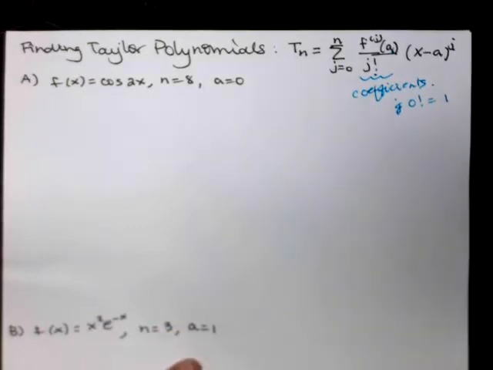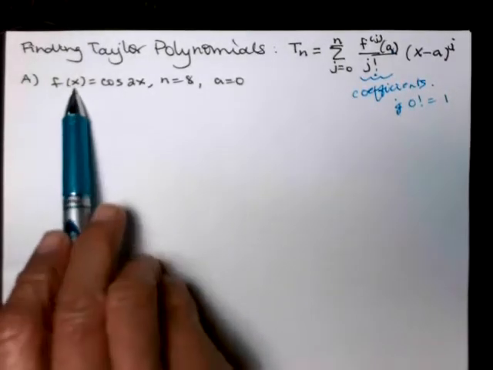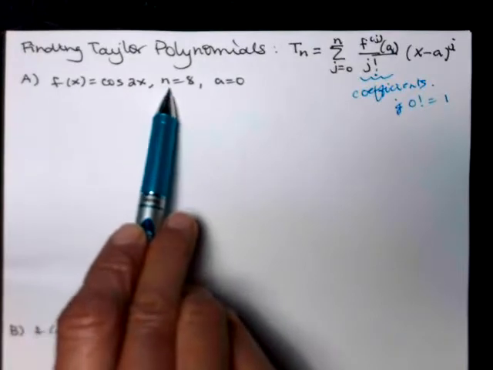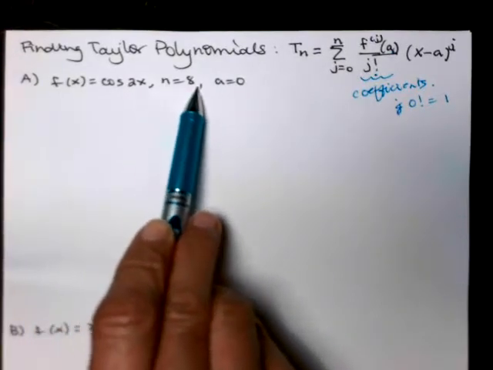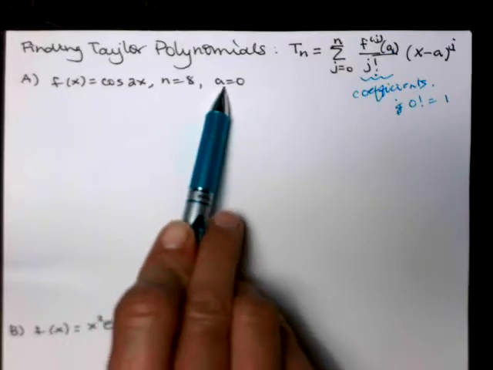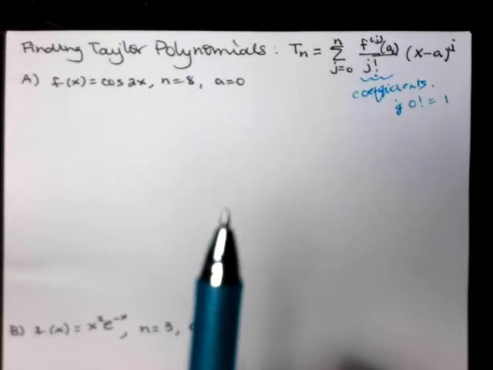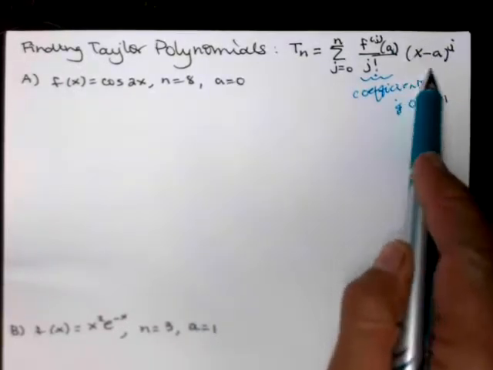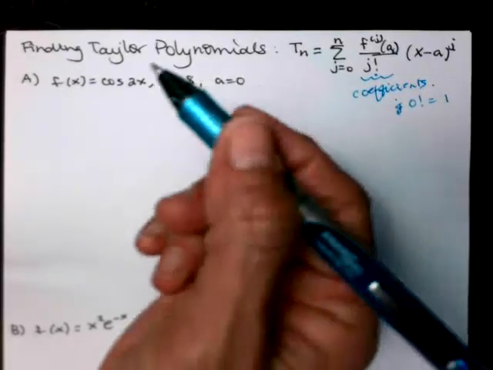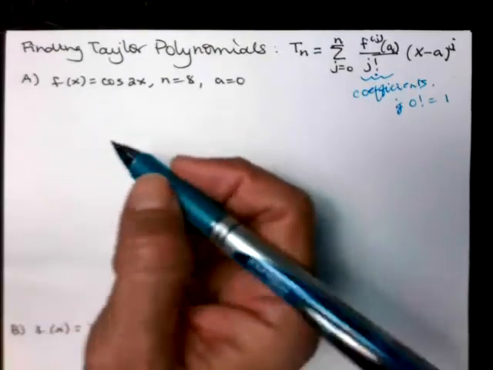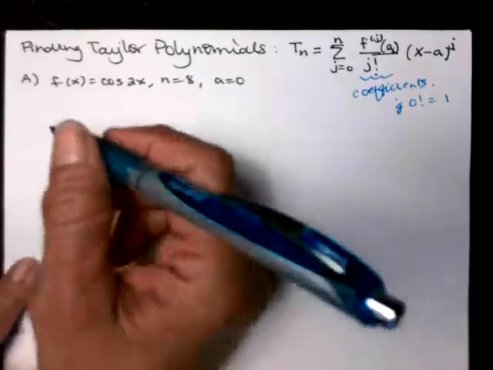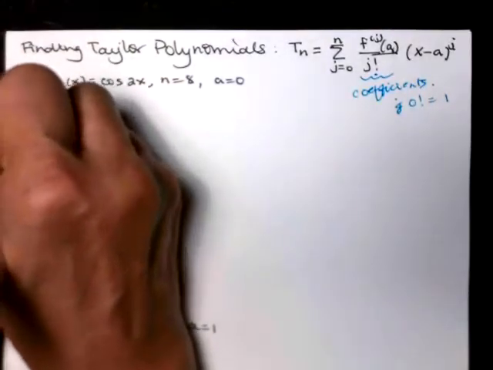All right, so the first one we have, f of x is cosine 2x. We're going to find the 8th order polynomial, and we're going to let a equal 0. Okay. The x part, the variable part, is not bad, but it's those coefficients that might take us a little bit of time. So let's go ahead and do a table for our coefficients.